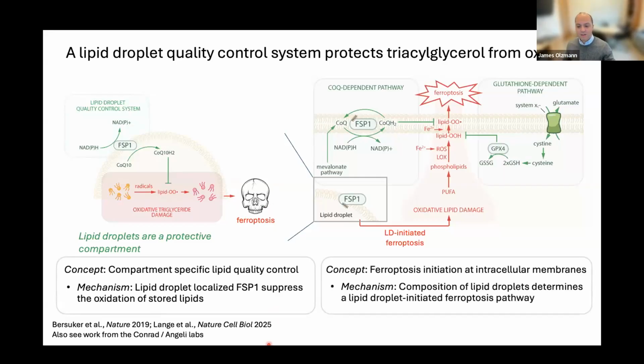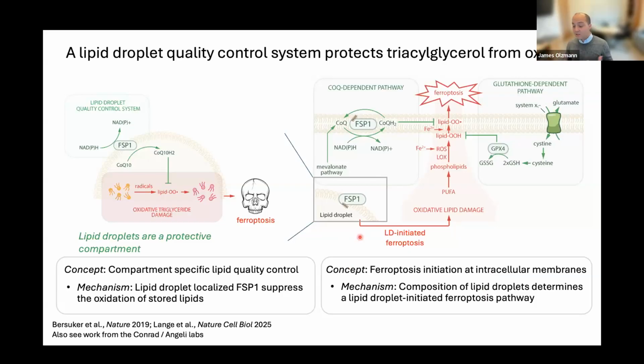And this also gets to this other concept that's emerged in the field, that ferroptosis can initiate at different intracellular membranes. There are stories from different groups. Brent Stockwell has shown that ferroptosis may initiate from the ER under some conditions, like induction with Avastin. Rafael Rodriguez and others have shown that ferroptosis may initiate at lysosomes under certain conditions. There are other examples from the mitochondria, and what I'm showing you here is from the lipid droplet.